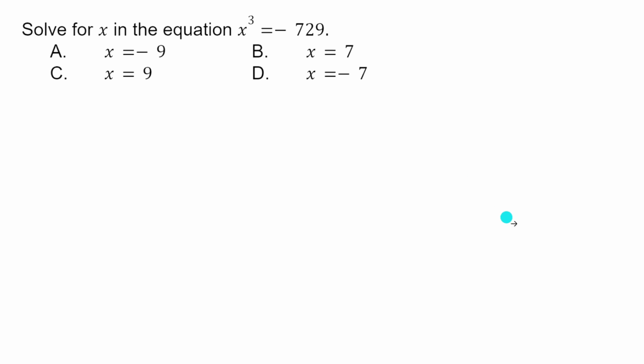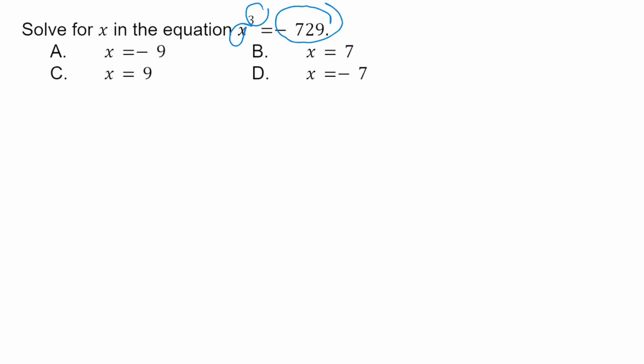So solve for x in the equation x cubed is equal to negative 729. Since you have here the choices already, let's not make it complicated. What you do is you check all of them one by one. You raise all of them to the power of 3 because you need to look for the value of x. When you say solve for x, you have to know what number is that. What number is it that when you raise to 3 will become negative 729? So take note, it's negative 729.